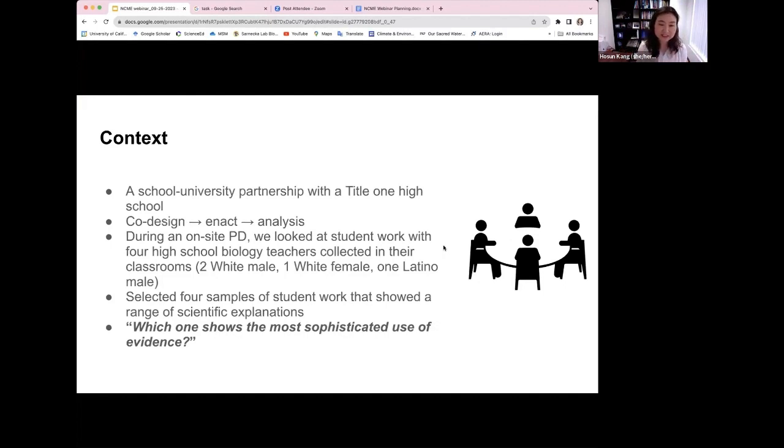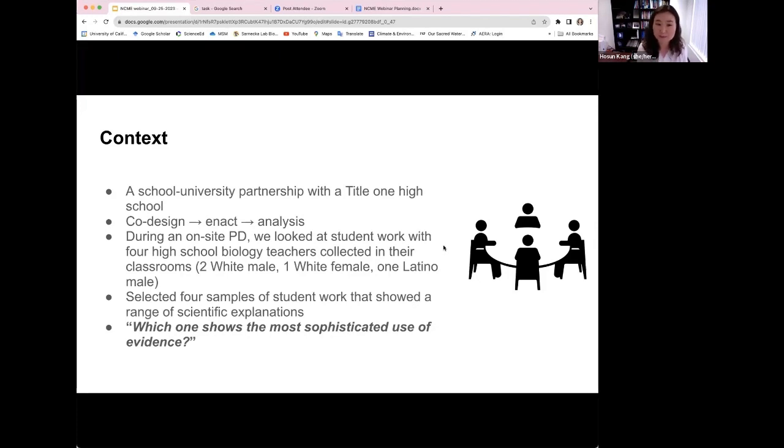So we engaged in the conversation, and I asked, okay, which one shows the most sophisticated use of evidence among the four samples of student work? But interestingly, none of the teachers selected the sample that I thought showed the most sophisticated use of evidence. All the teachers selected one sample, but not the one I thought was the most sophisticated, and I asked why. I said, what about sample B? I think sample B has a really rich use of evidence. And then the teachers went, oh, this student got 0.